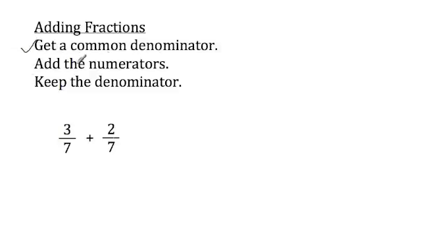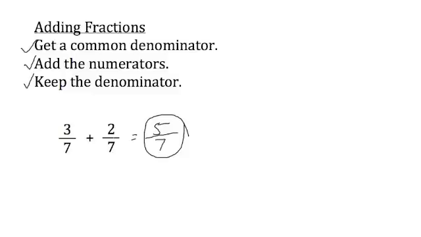The second step is to add the numerators. The numerators here are 3 and 2. 3 plus 2 is 5, so the numerator of our new fraction is 5, and then we just keep the denominator. The common denominator here is 7, so 7 is the denominator of our new fraction. Once we've kept that denominator, we've completed all of the steps, so 3/7 plus 2/7 equals 5/7.